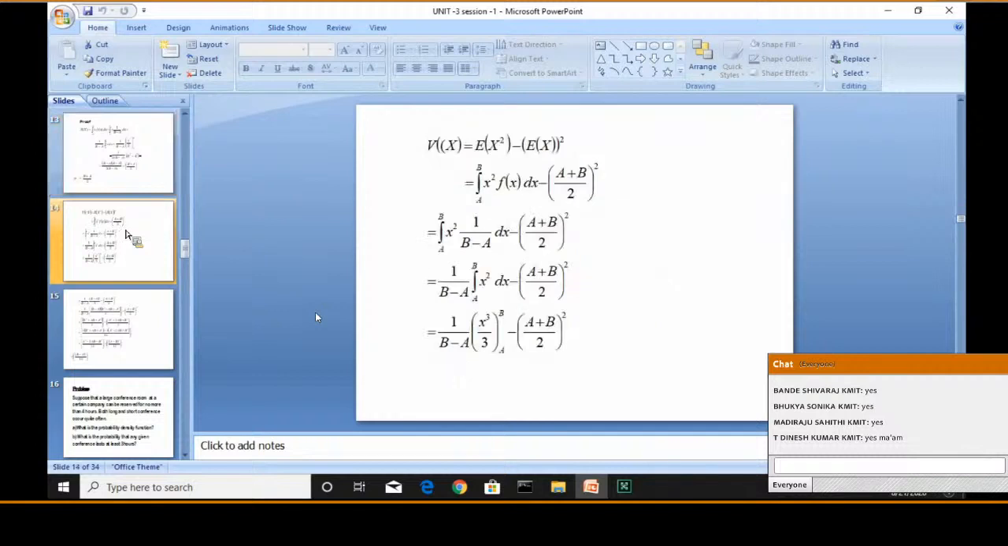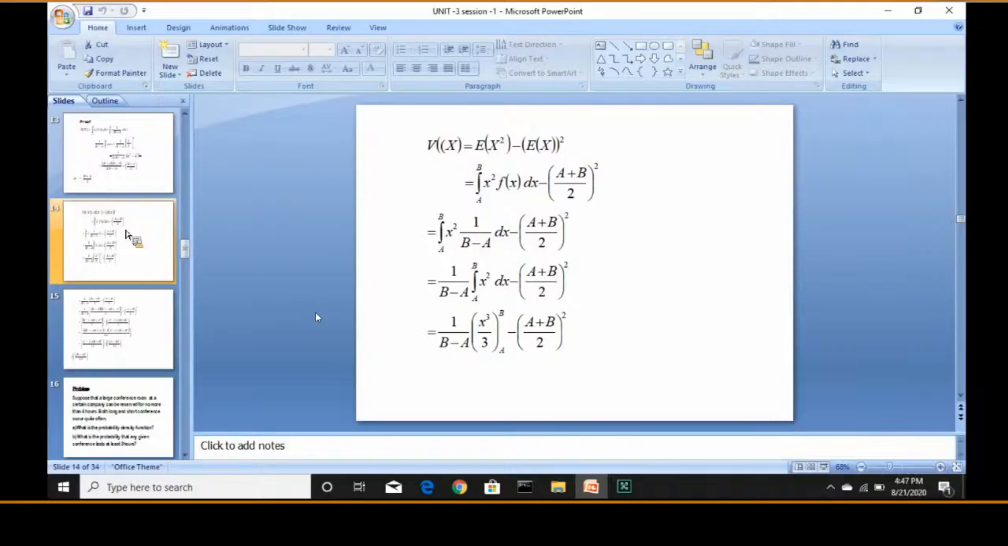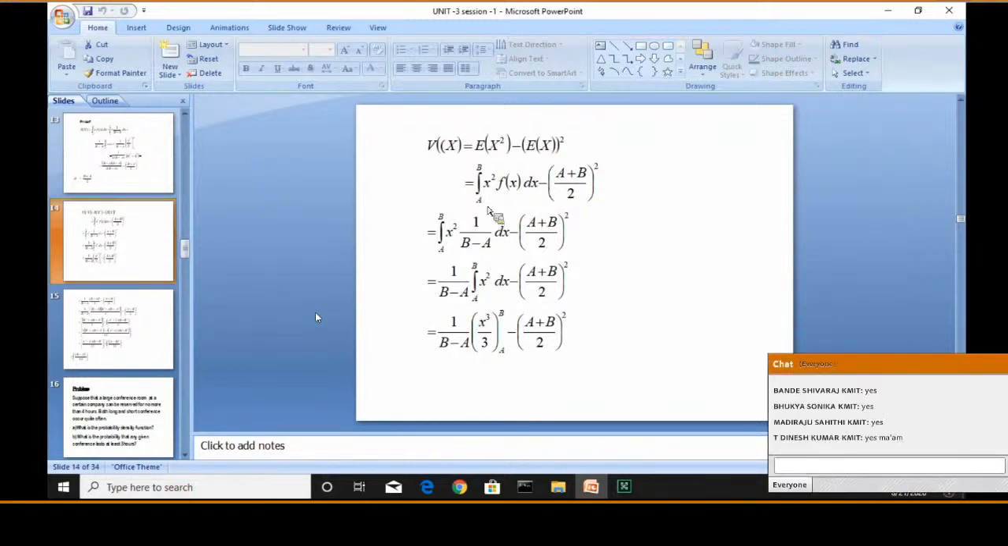Next, we will go for variance. We know the definition of variance. For the problems we will be using expectation of x square minus expectation of x whole square. We have already seen that expectation of x, or mean, is a plus b by 2, whole square. When expectation of x square comes, we defined expectation of x as integral of x f of x. Here, in place of x, we will use x square. So, integral a to b of x square f of x dx.